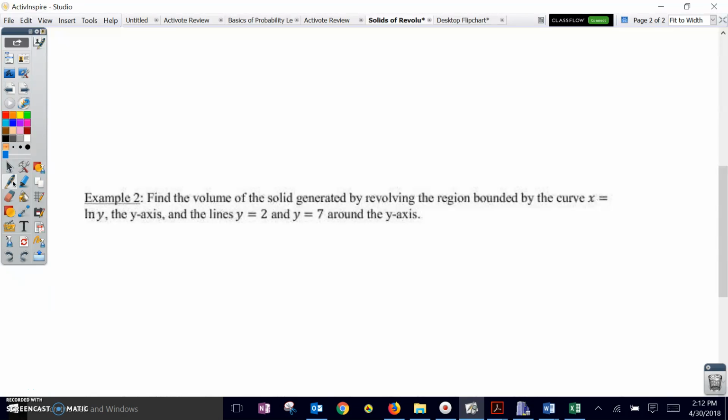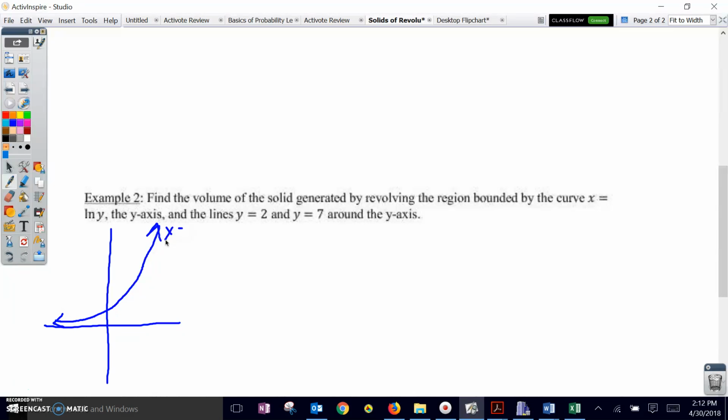All right, in this second example, we're going to find the volume of the solid generated by revolving the region bounded by the curve x equals the natural log of y, the y-axis, and the lines y equals 2 and y equals 7 around the y-axis. So the first thing I'll do is draw a quick little sketch of my region.